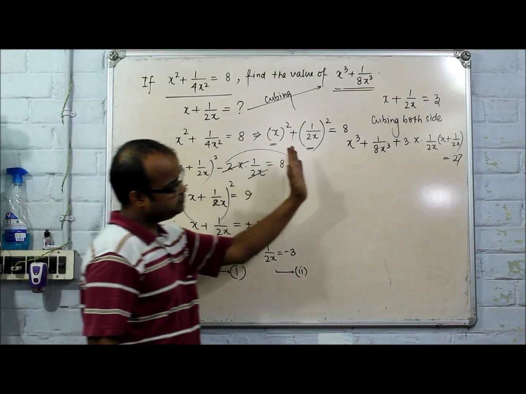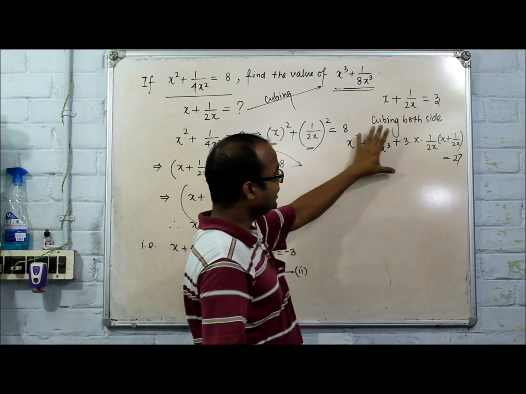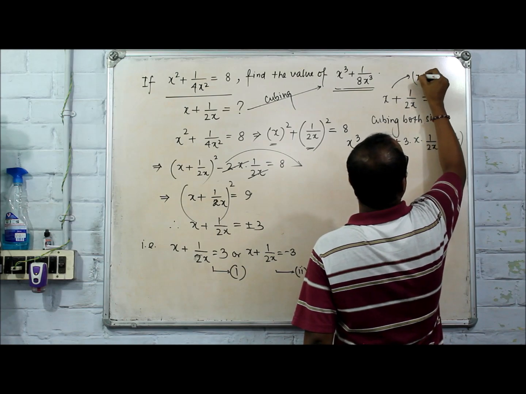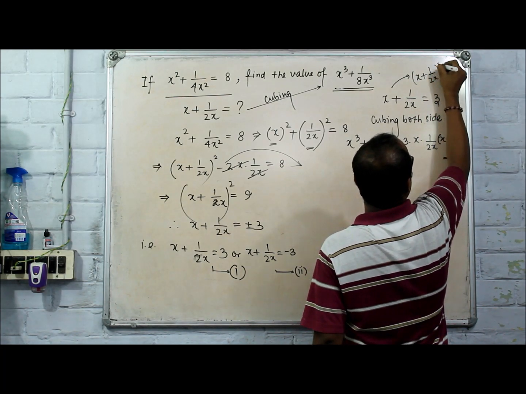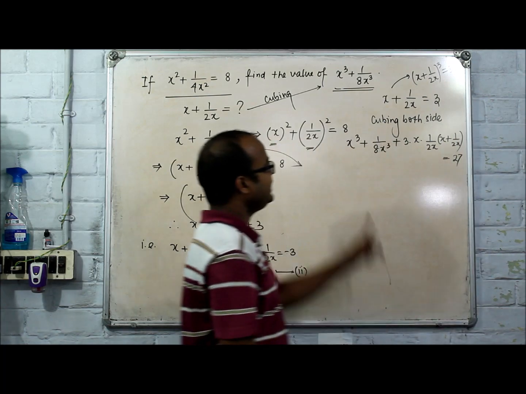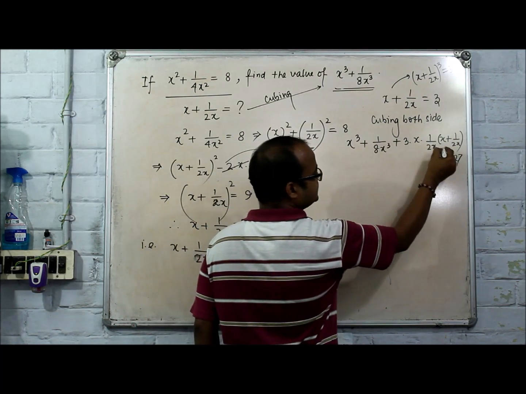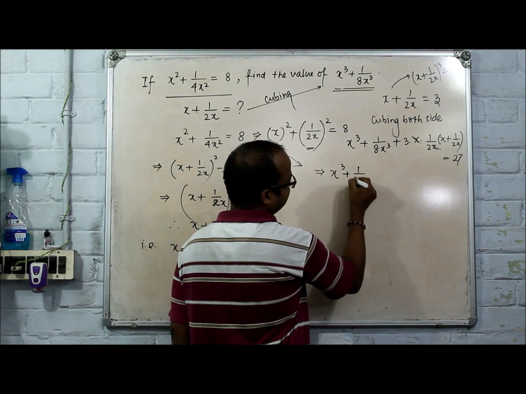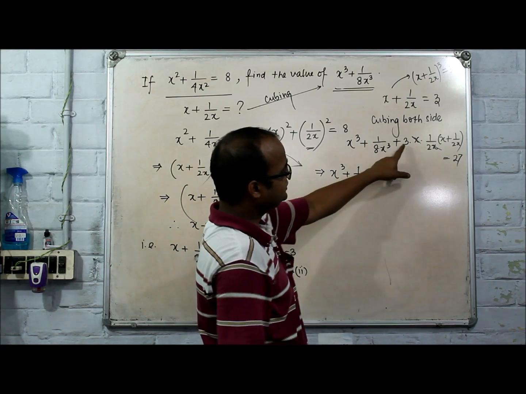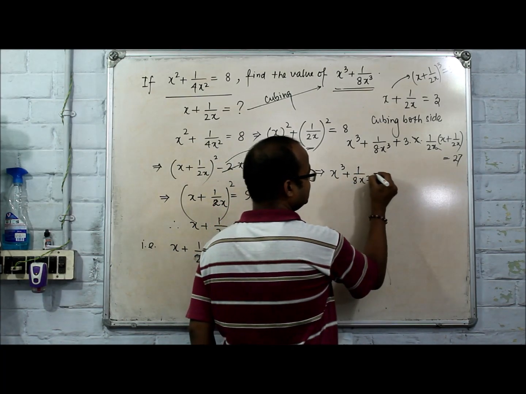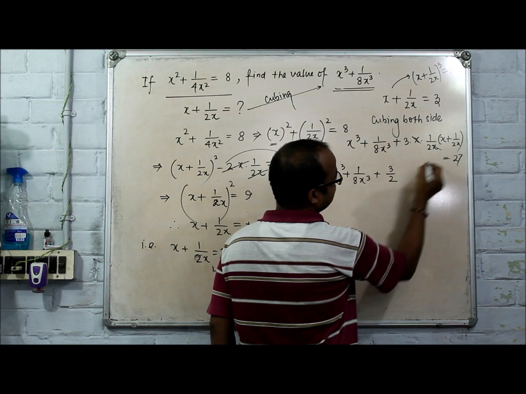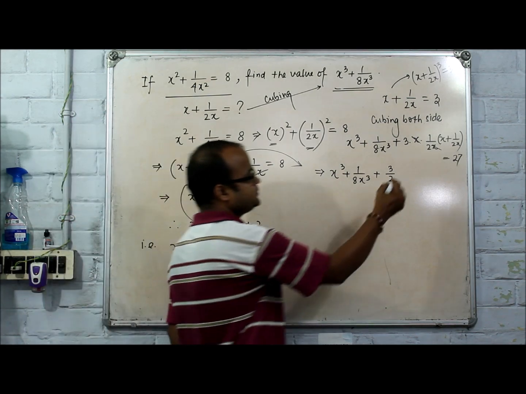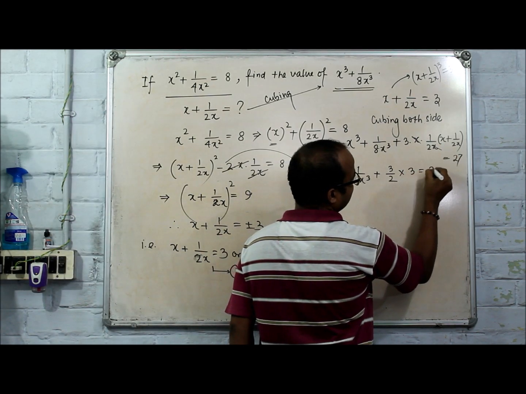By this time I hope there should be no problem understanding this type. Still I am telling you, this is x plus 1 by 2x to the power 3 is equal to 3 cube. And now applying the formula, this x and this x will get cancelled. So you get x cube plus 1 by 8x cube plus 3 by 2, and the value of x plus 1 by 2x, we are substituting first time 3, so into 3 is equal to 27.